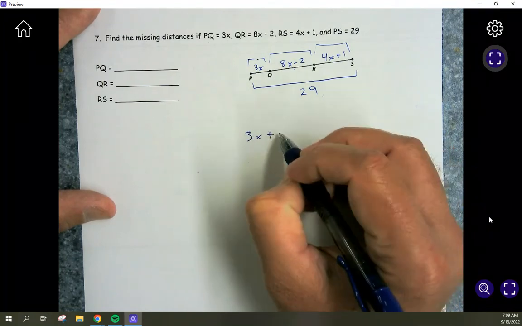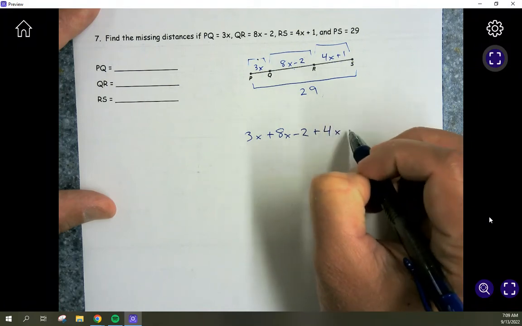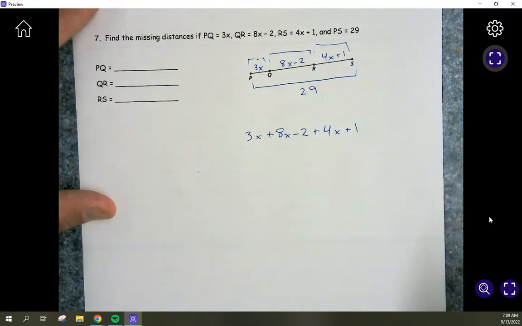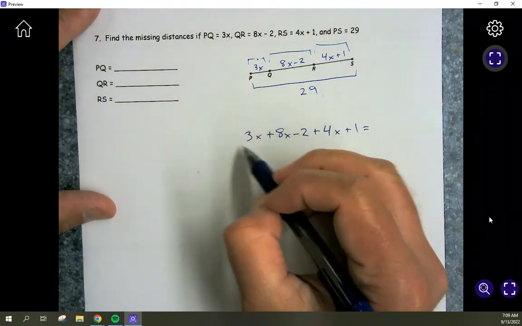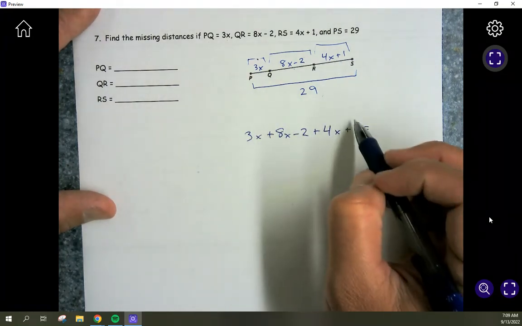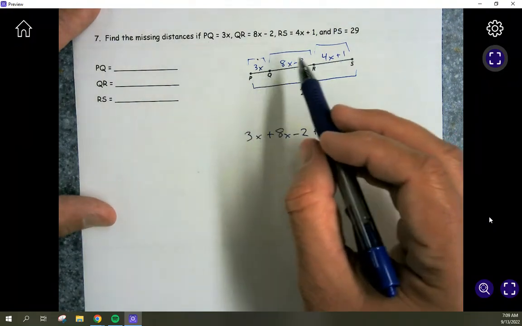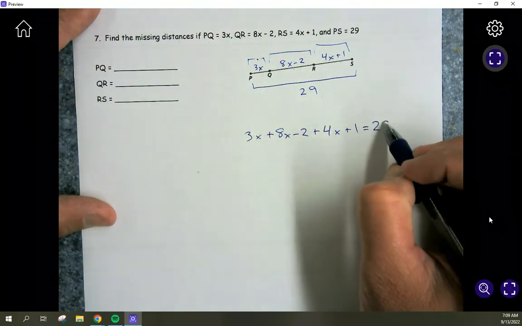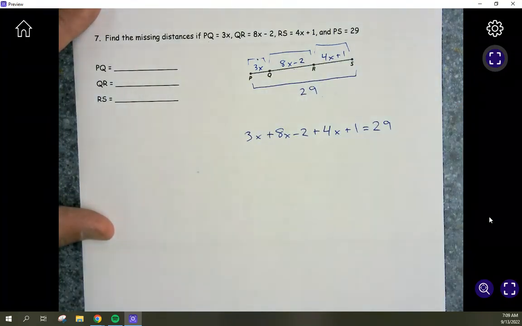3x plus 8x minus 2 plus 4x plus 1 equals 29. If you want to put parentheses around them so that it makes you feel comfortable that you've got all three of them, you can, but you don't have to. That's a true equation according to our additive property. All right, so now we just have to go ahead and solve this.